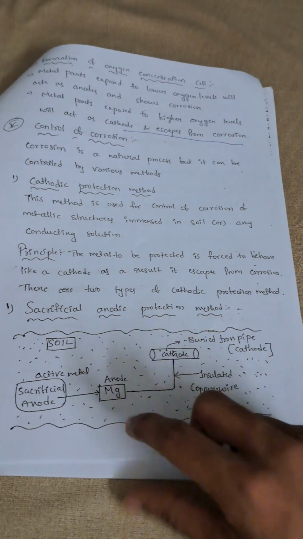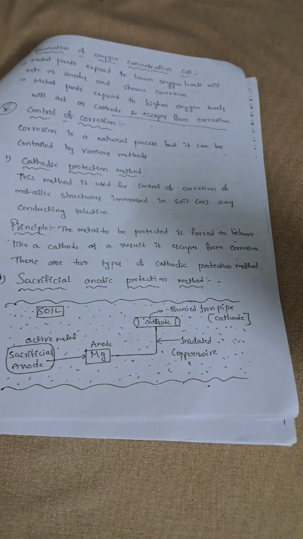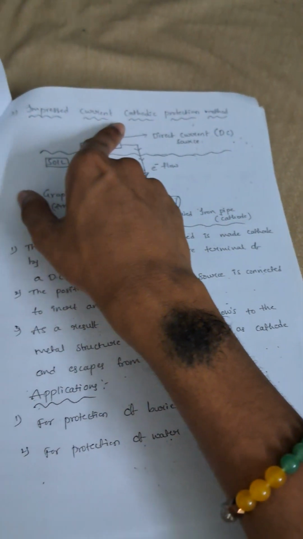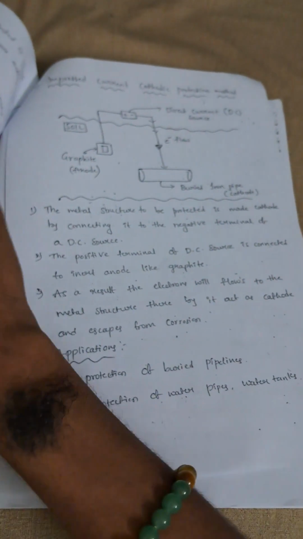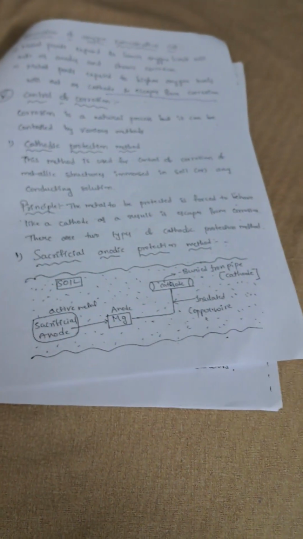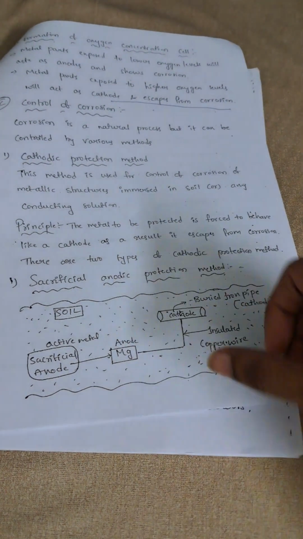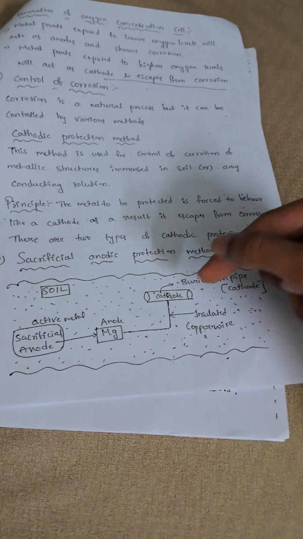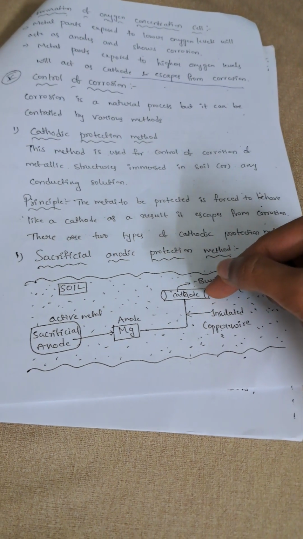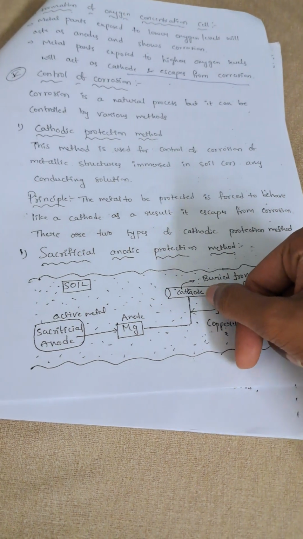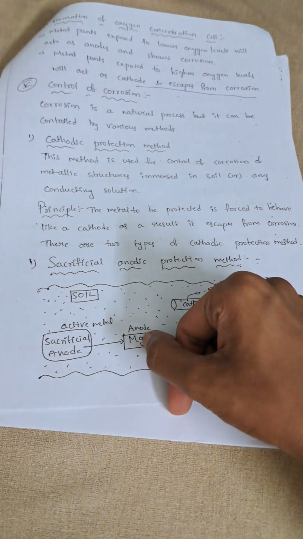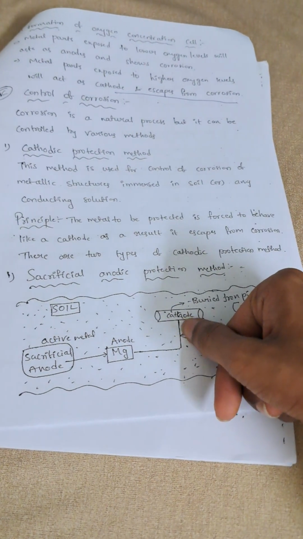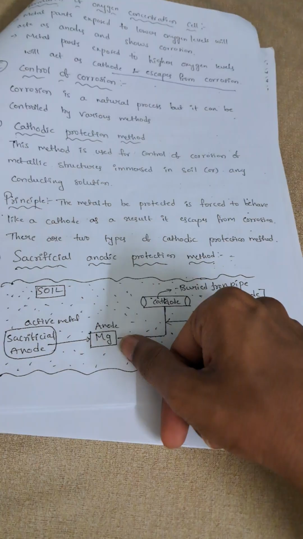This is the principle. And there are two types of cathodic protection method. One is the sacrificial anode protection method. Second one is the impressed current cathodic protection method. So in the sacrificial anodic protection method, take a metal, bury it in the soil. Now to make that metal act as a cathode, with the help of a copper wire, connect this metal with an anode, a highly active metal.